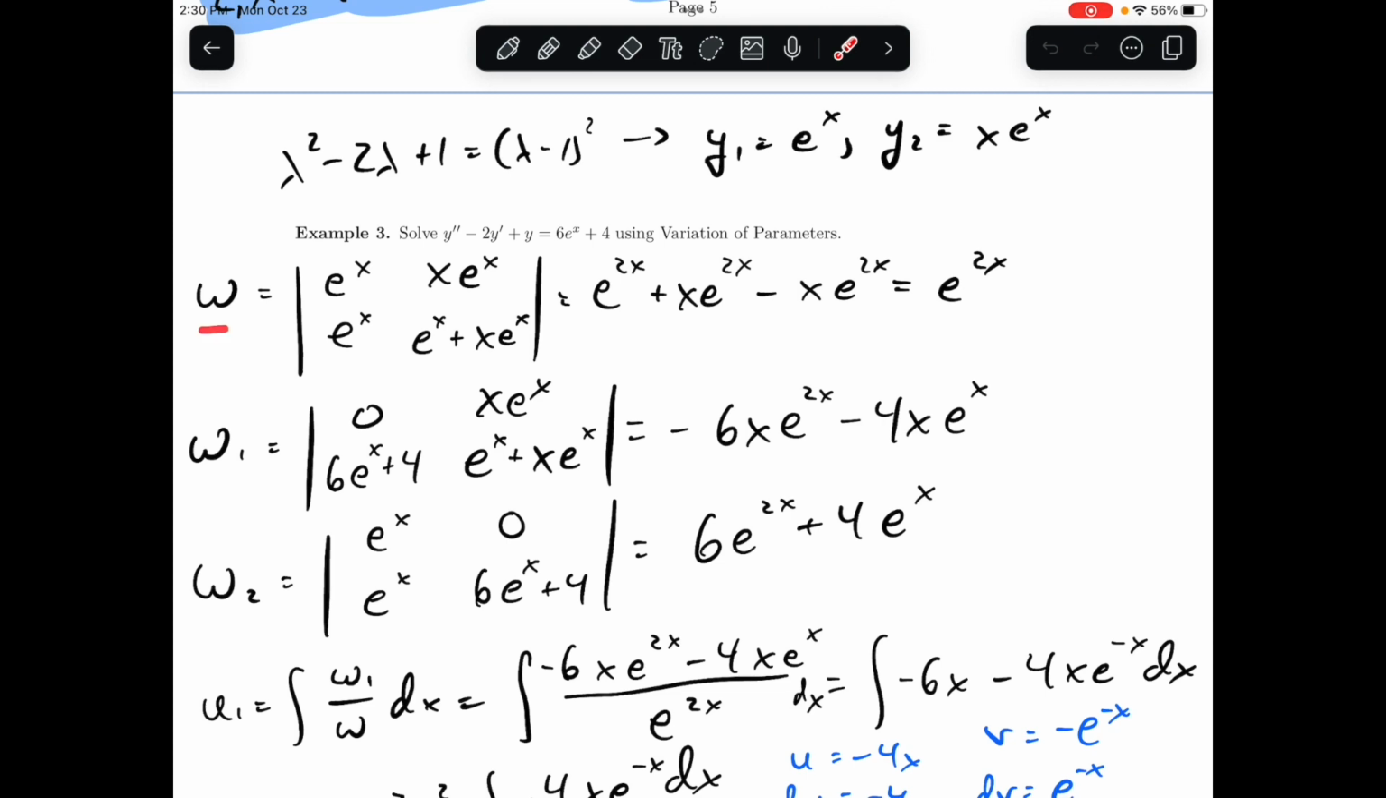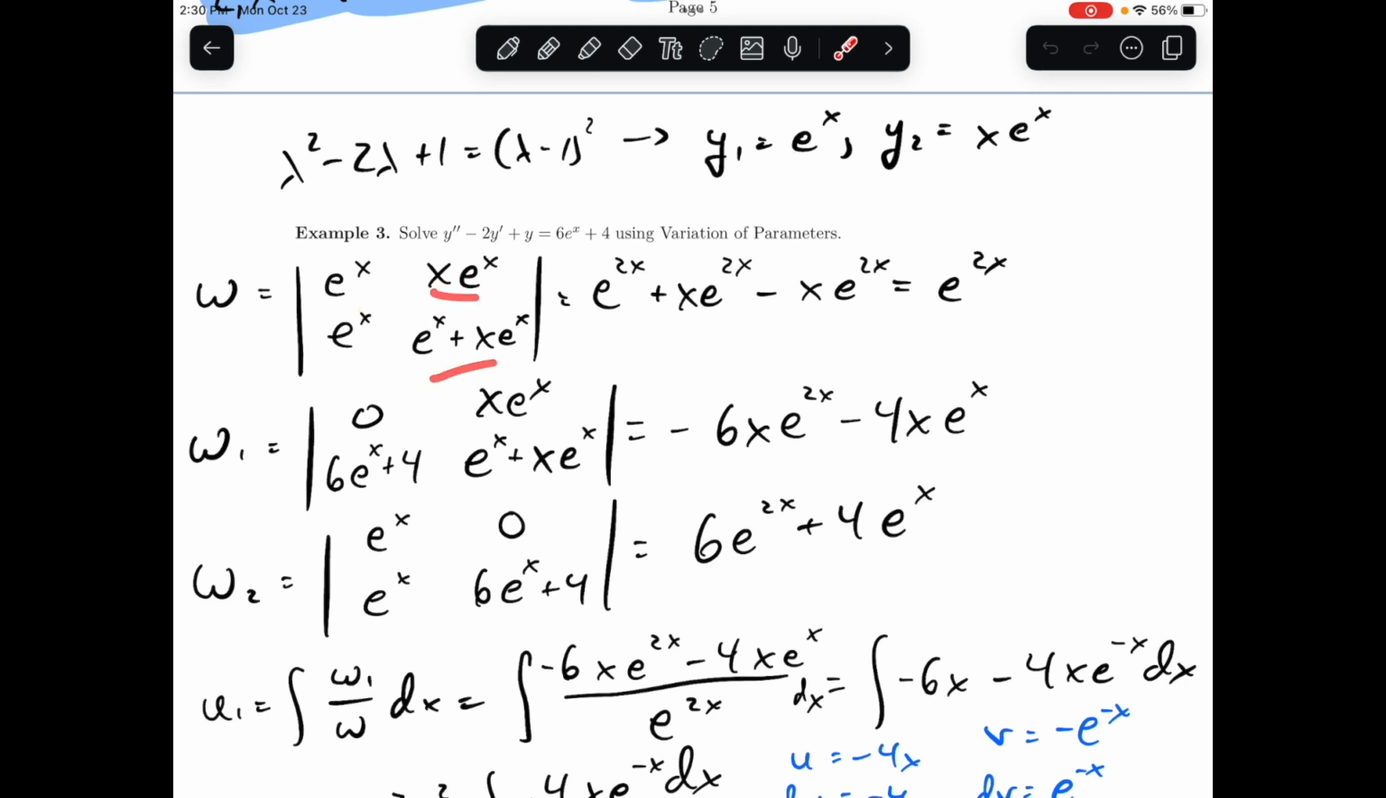So W would just be, the first thing you would do is get your characteristic equation and factor it. It factors as lambda minus 1 squared. So your y1 is e to the x, your y2 is x e to the x. And so for your Wronskian, you just put your y1, y2 at the top, and then compute the derivatives for the bottom. You have to do a product rule in this one.